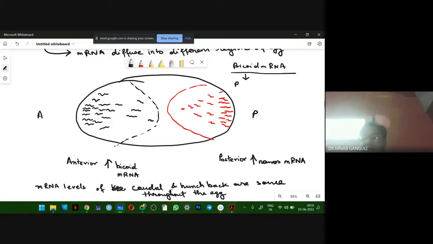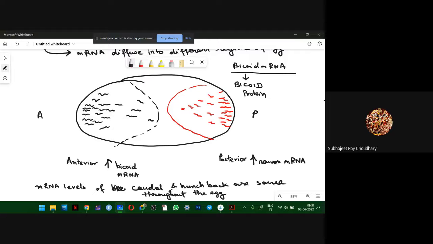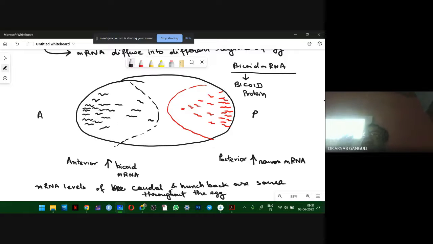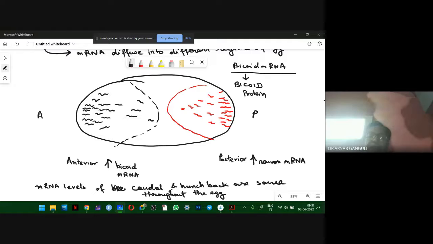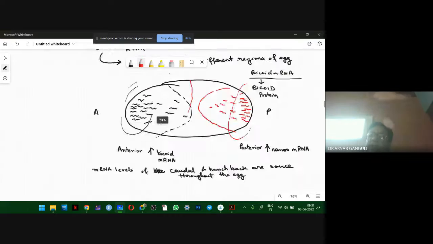It will form bicoid protein. Clear? And we know that bicoid mRNA will translate and form bicoid protein. It is clear. Okay. So in this region, lots of bicoid is there, so more bicoid protein will form here. And in this region, more nanos mRNA is there, so more nanos protein will form.